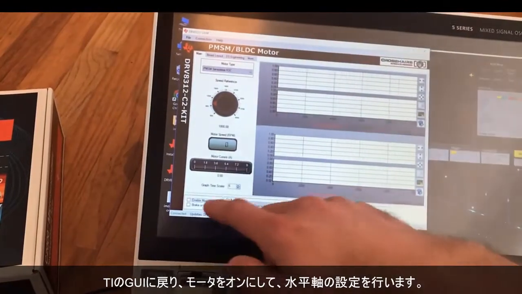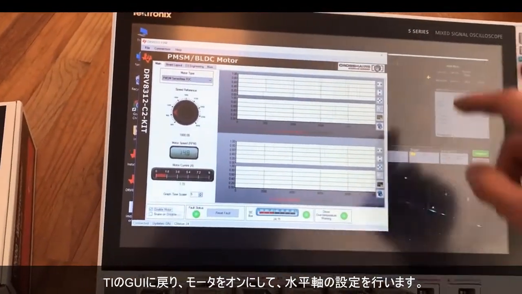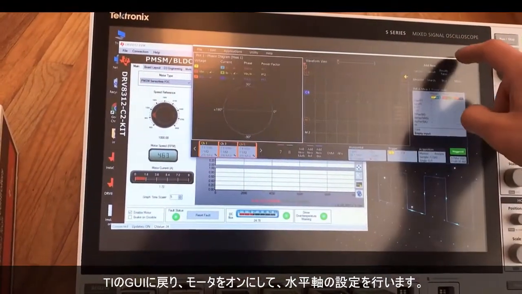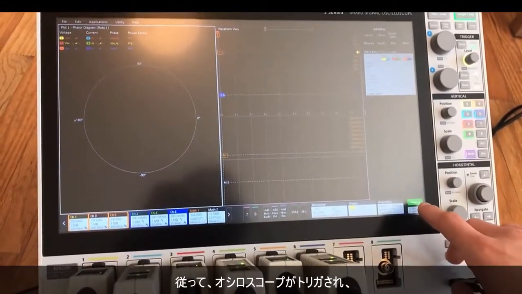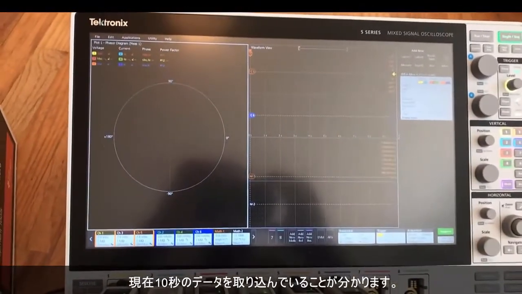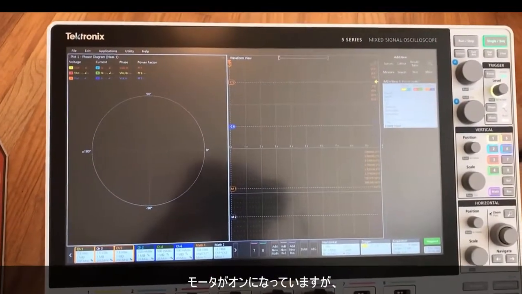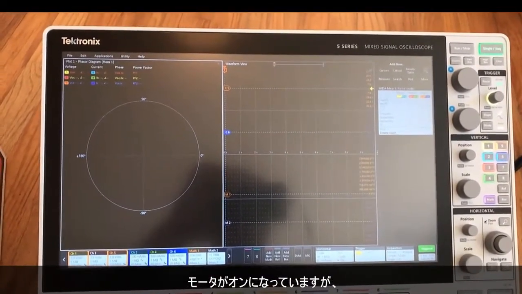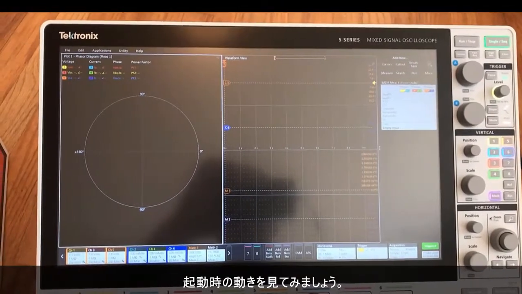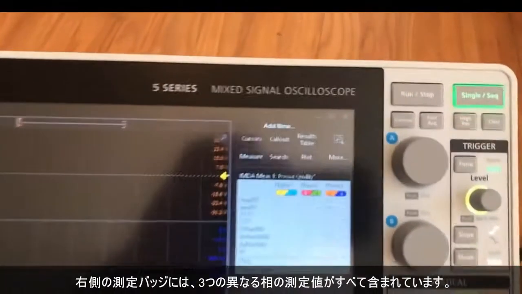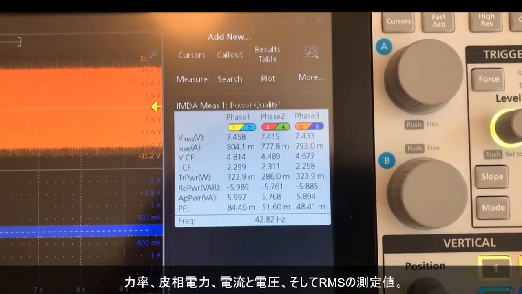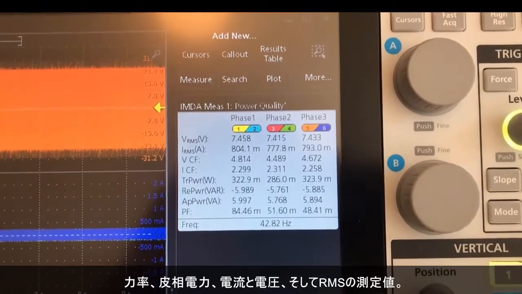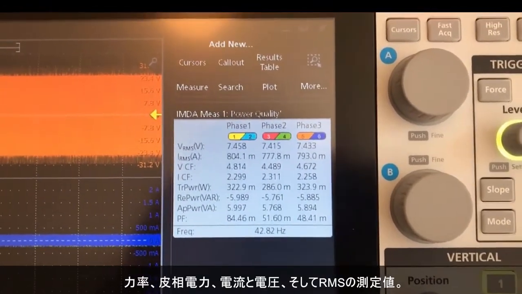Let's jump back over to the TI GUI, turn the motor on, and my horizontal settings I've got set up for a 10-second acquisition. So right here we can see that the scope is triggered and it's acquiring 10 seconds of data right now. The motor's turned on, and we're going to go ahead and look at what the startup of that motor looks like. This measurement badge over on the right has a whole bunch of measurements for the 3 different phases: power factor, apparent power, current and voltage RMS measurements there.